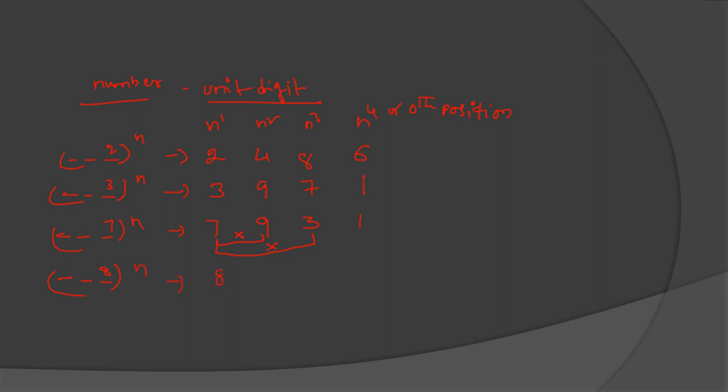8 square equals 64, 4 is the unit digit. 8 cube: 8 fours are 32, 2 is the unit digit. 8 power 4 equals 8 into 2, 16. So 8 power 4, or 8 power 0th position, unit digit is 6, right?